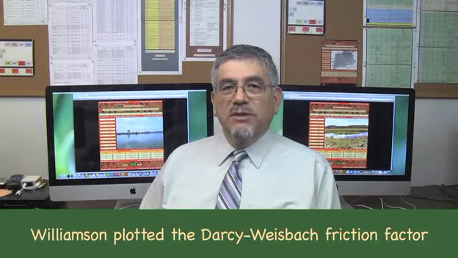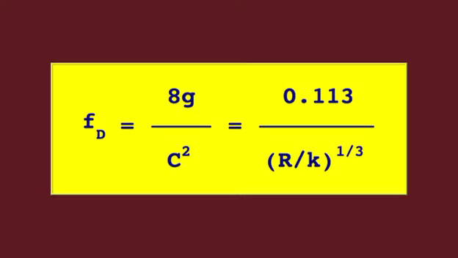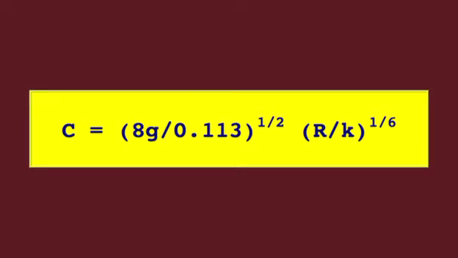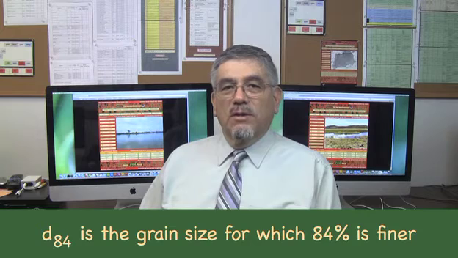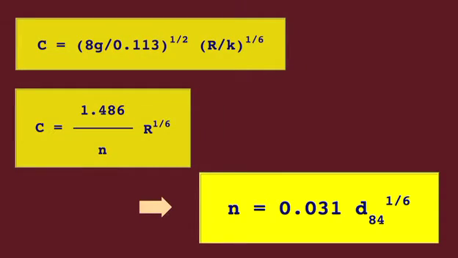Williamson plotted the Darcy-Weisbach friction factor as a function of relative roughness to find, from which Chezy C can be calculated. The relation between C and n is, combining these two equations and using the d84, the grain size for which 84% is finer, as absolute roughness, leads to this equation, which is remarkably similar to the Strickler equation.